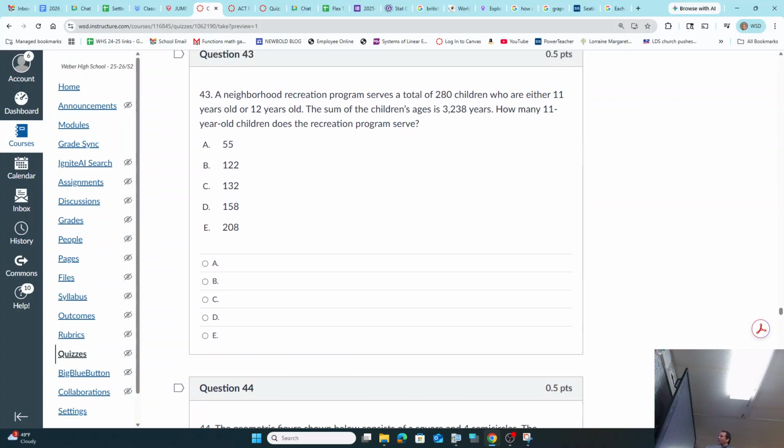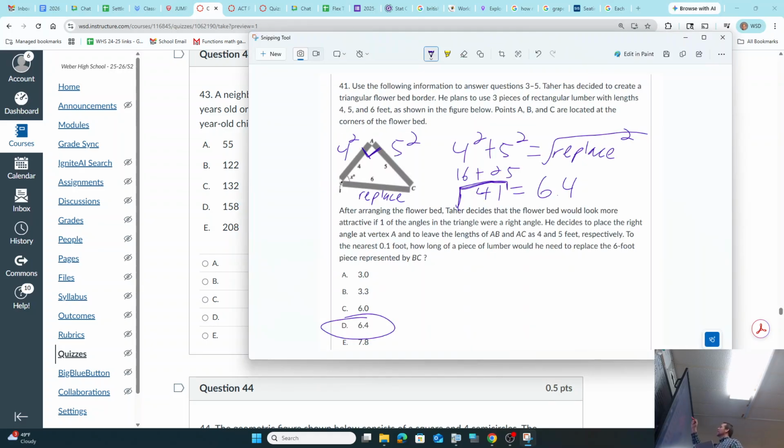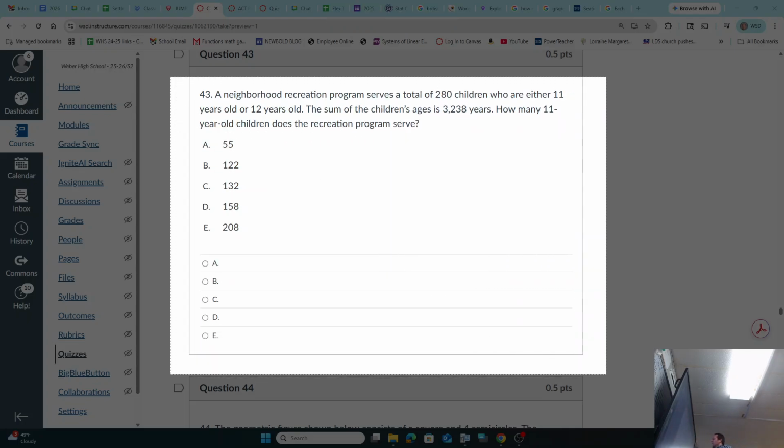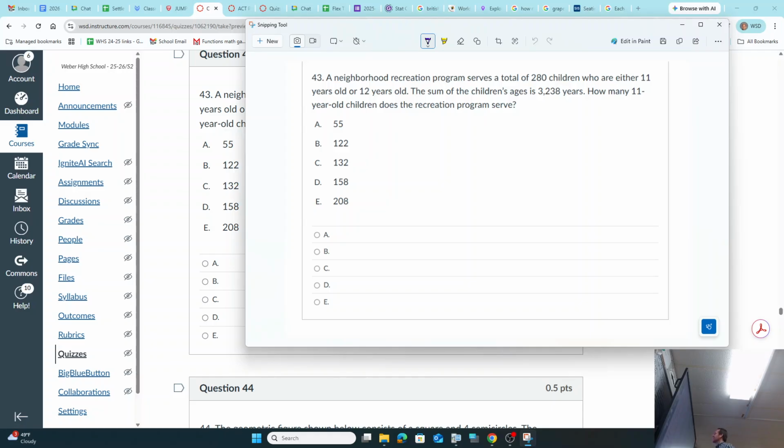Explain that one later. Neighborhood recreation serves 280 children. Okay, so this is kind of a tougher one. This definitely has some math to it. Okay, so we'll call the 11-year-olds x, and we'll call the 12-year-olds y. So x plus y children equals 280 children, and then the sum of the children's ages. I'm trying to remember how I learned how to do this one.